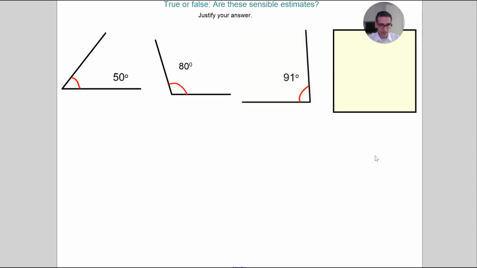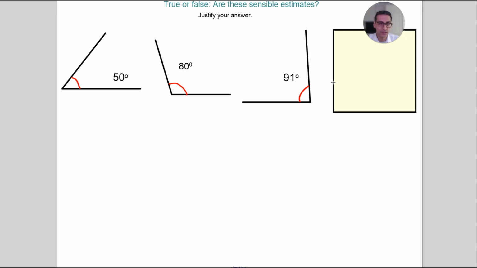Would you say this is a sensible estimate, 91? Well, this is kind of the opposite of that. We can see that if it was a right angle, then I think it would have just gone slightly more. The turn would have been a bit bigger. So this has to be less than 90. So this is not a good estimate.